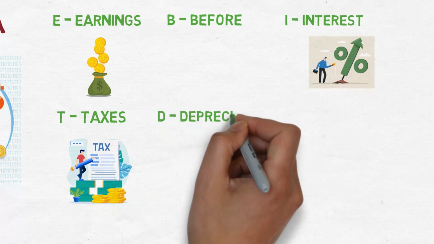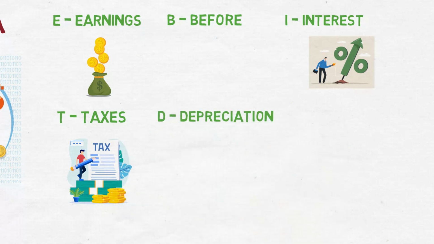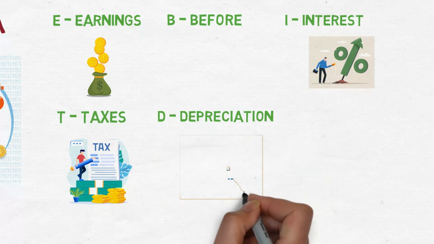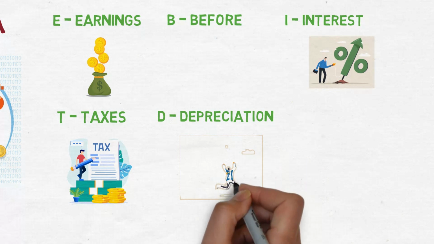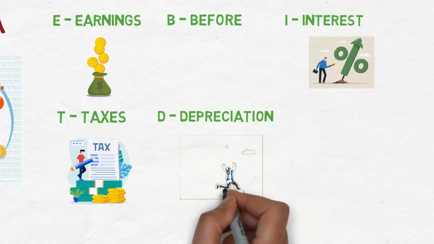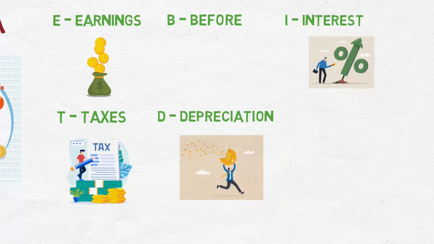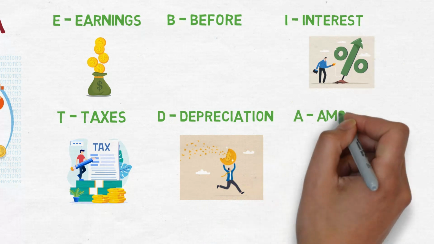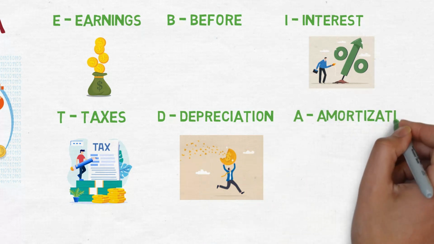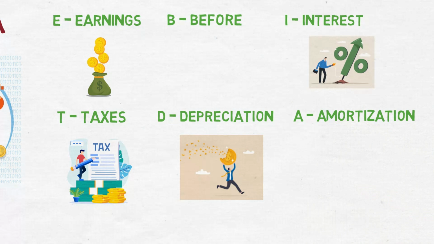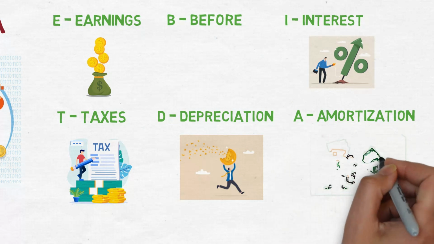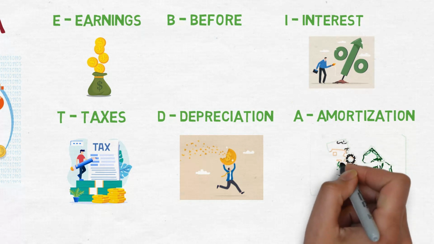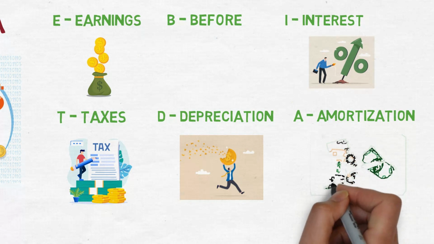Depreciation. This is the gradual decrease in value of assets like buildings, equipment, or vehicles over time. Instead of accounting for this decrease in value, EBITDA looks at earnings before considering depreciation expenses. Amortization. Similar to depreciation, amortization is the process of spreading out the cost of intangible assets, like patents or trademarks, over time. EBITDA also excludes amortization expenses.